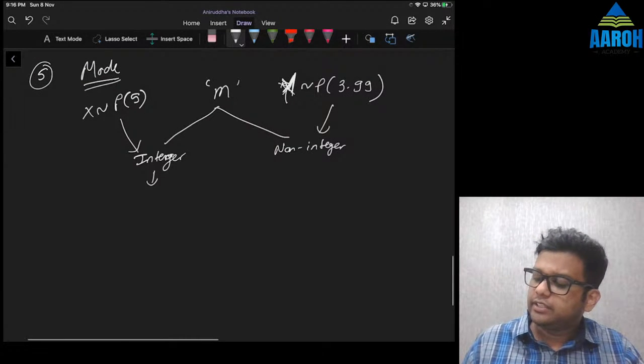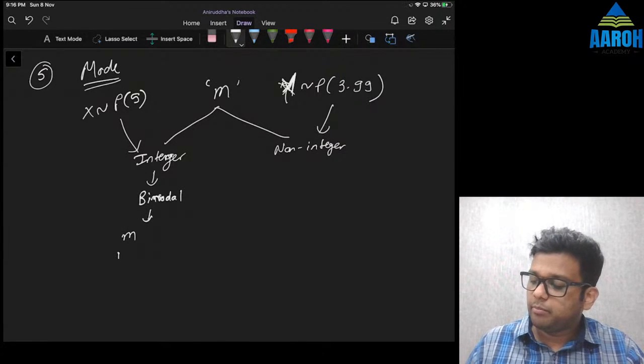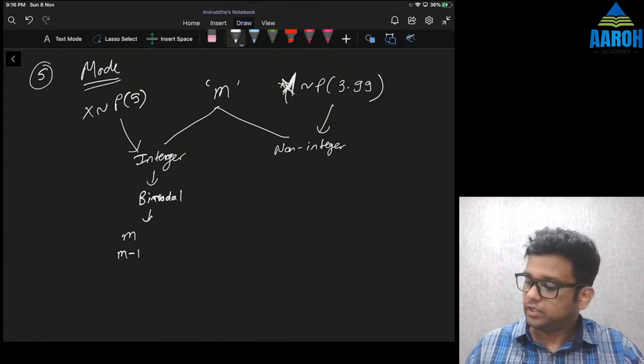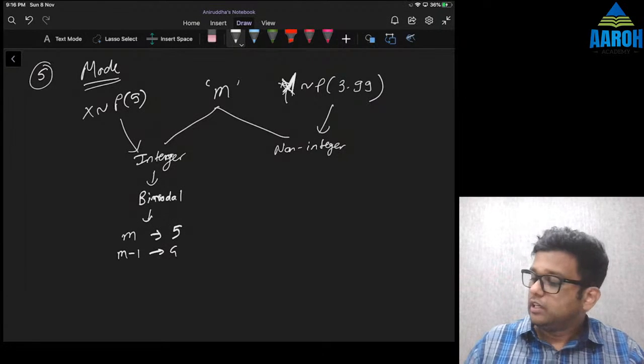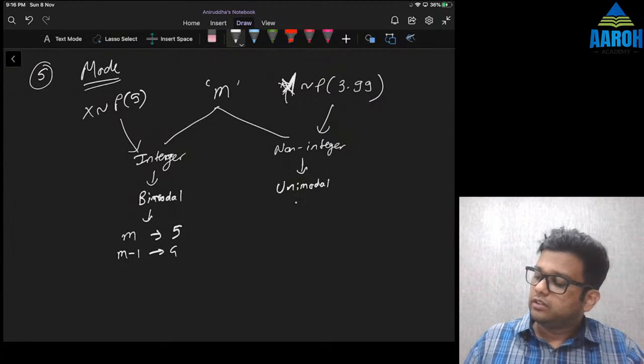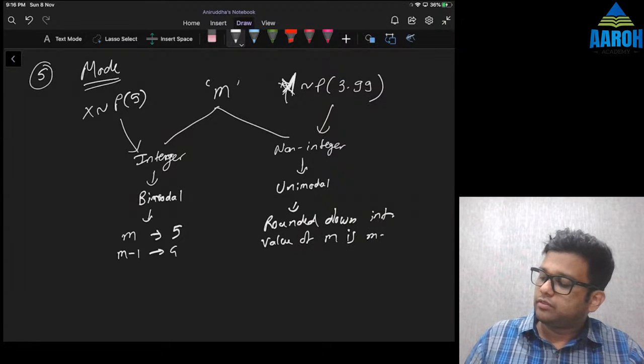If it is an integer, just like binomial, it is bimodal. What are the two modes? M is one mode and M minus 1 is another mode. That is, in this case, 5 will be a mode, 4 will be a mode. If it is non-integer, then it is unimodal. The rounded down integer value of M is the mode.